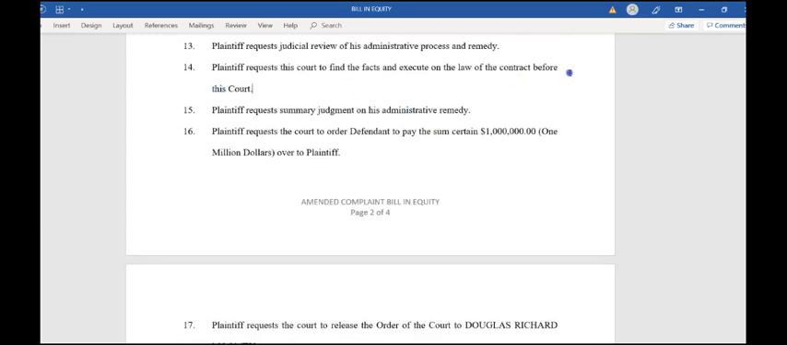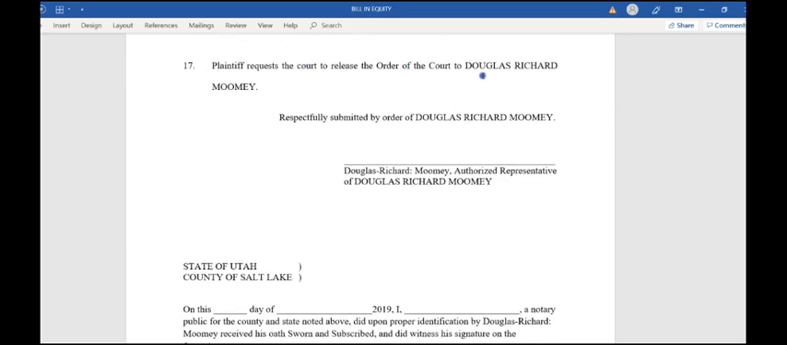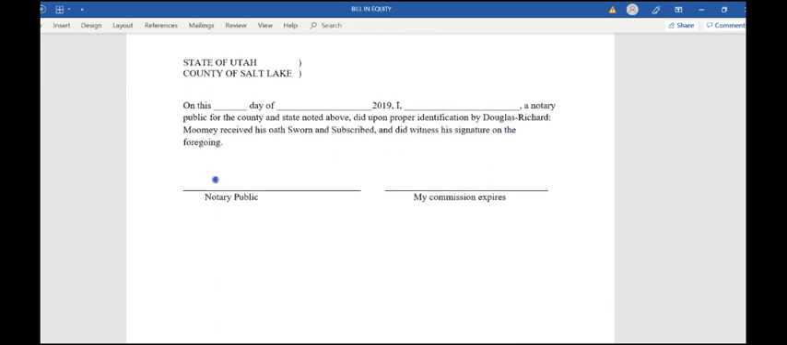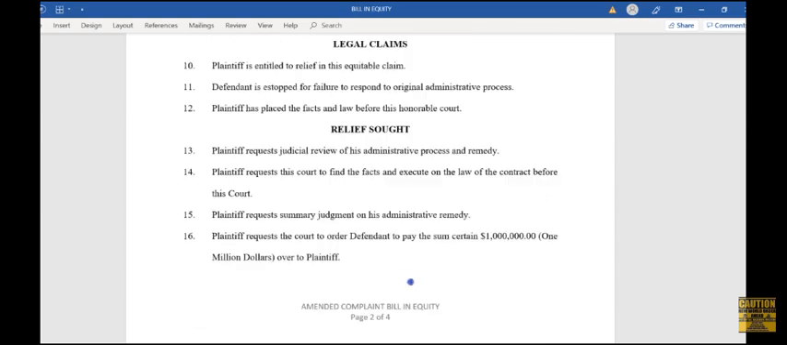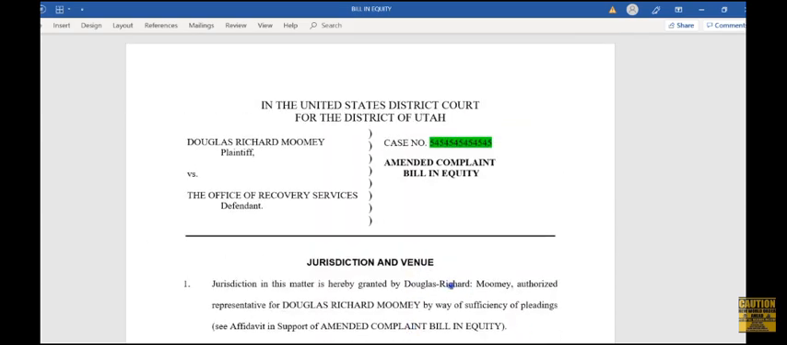Okay? And I lay all the facts and the law in front of the court. There is no controversy. Plaintiff requests summary judgment on his administrative remedy, and the plaintiff requests the court to order the defendant to pay me $1 million. Plaintiff requests the court to release the order of the court to Douglas Richard Mooney, all caps, respectfully submitted by the authorized representative. Okay? Notarized, and of course, certificate of service. So, I really feel good about this one. Stay tuned.